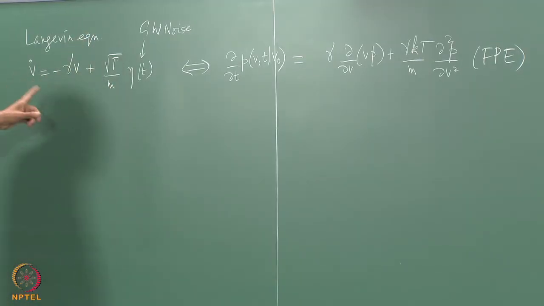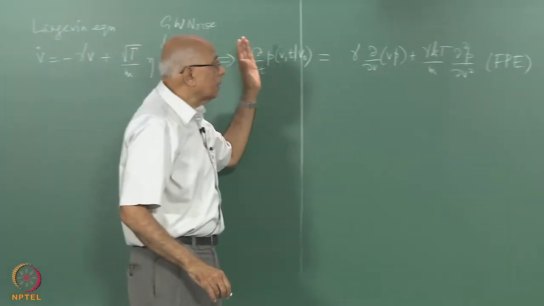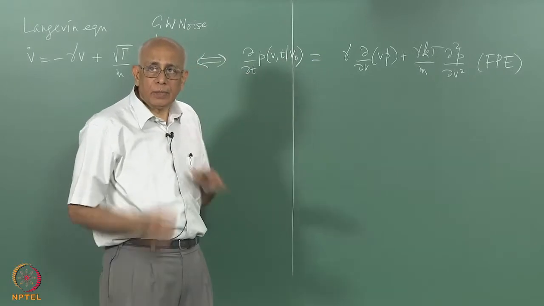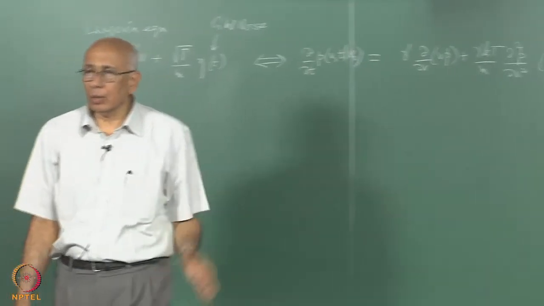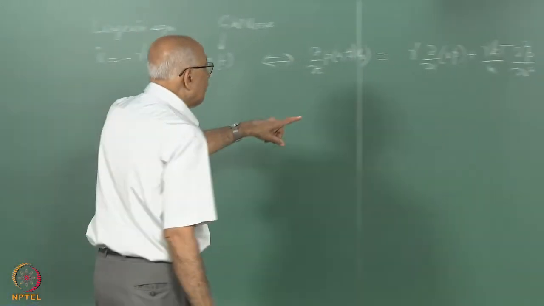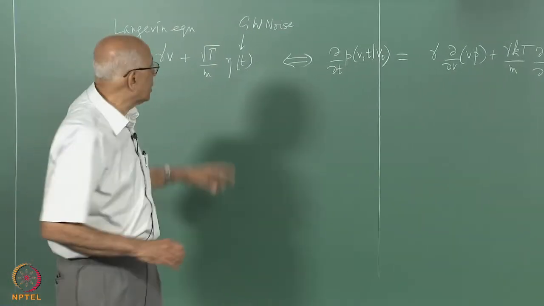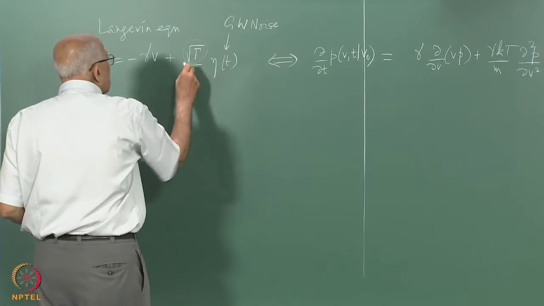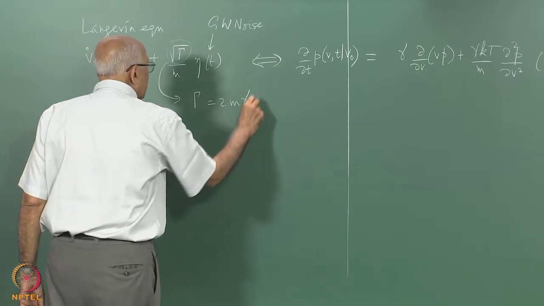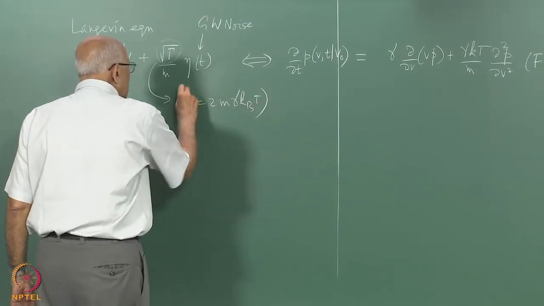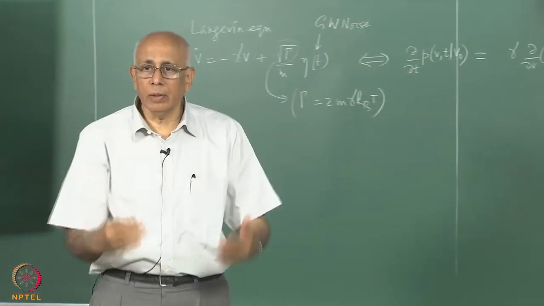This was a stochastic differential equation of the first order with a white noise term here, and it said that the corresponding probability density for some specified initial condition satisfied this Fokker-Planck equation, a second order partial differential equation. I have put in the fact that consistency requires that, if the system is in thermal equilibrium, this quantity be related to little gamma according to gamma is 2m gamma k Boltzmann T. We will put that consistency condition in all the time because it implies that the system is in thermal equilibrium.